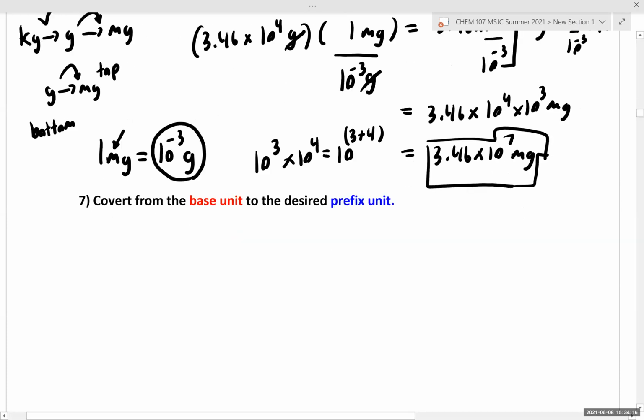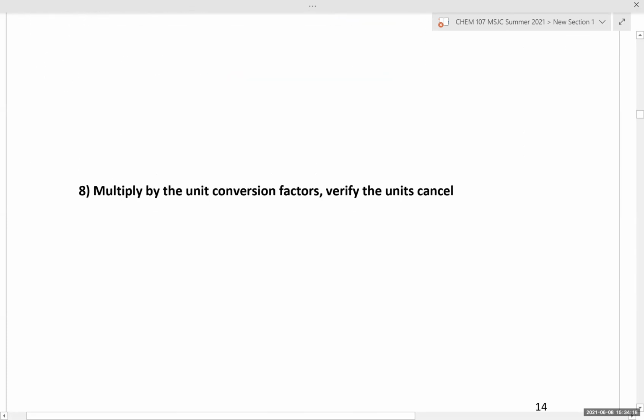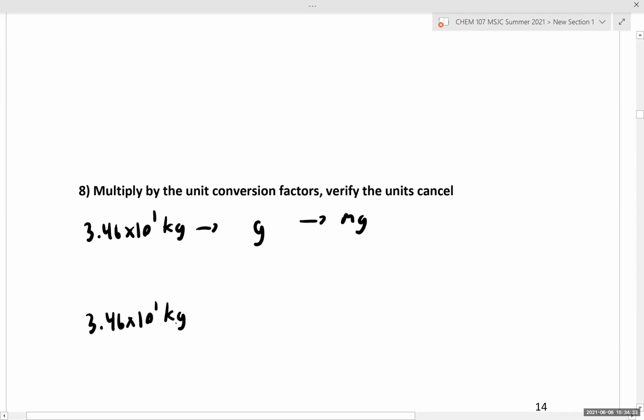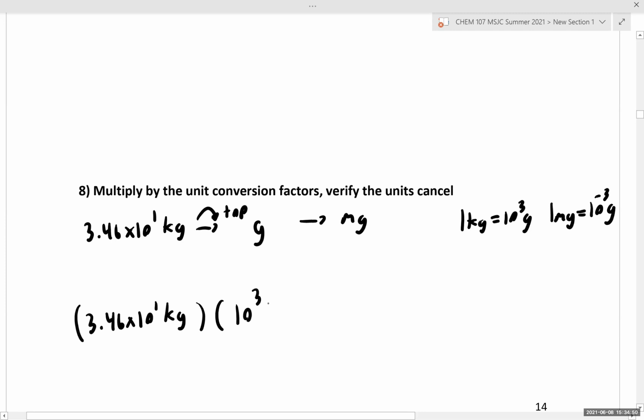Perfect. Now, just to show everyone what this would look like as a one-line conversion, if we start with 3.46 times 10 to the first kilogram, and we want to convert this to milligrams, we go through grams. So we have 3.46 times 10 to the first kilogram. We know 1 kilogram corresponds to 10 to the third gram, and we know 1 milligram corresponds to 10 to the negative third gram. So for our first conversion, when we go from kilograms to grams, we'll have grams on top. So we have 10 to the third grams on top, and then the kilograms are on bottom. So we have our 1 kilogram on the bottom.